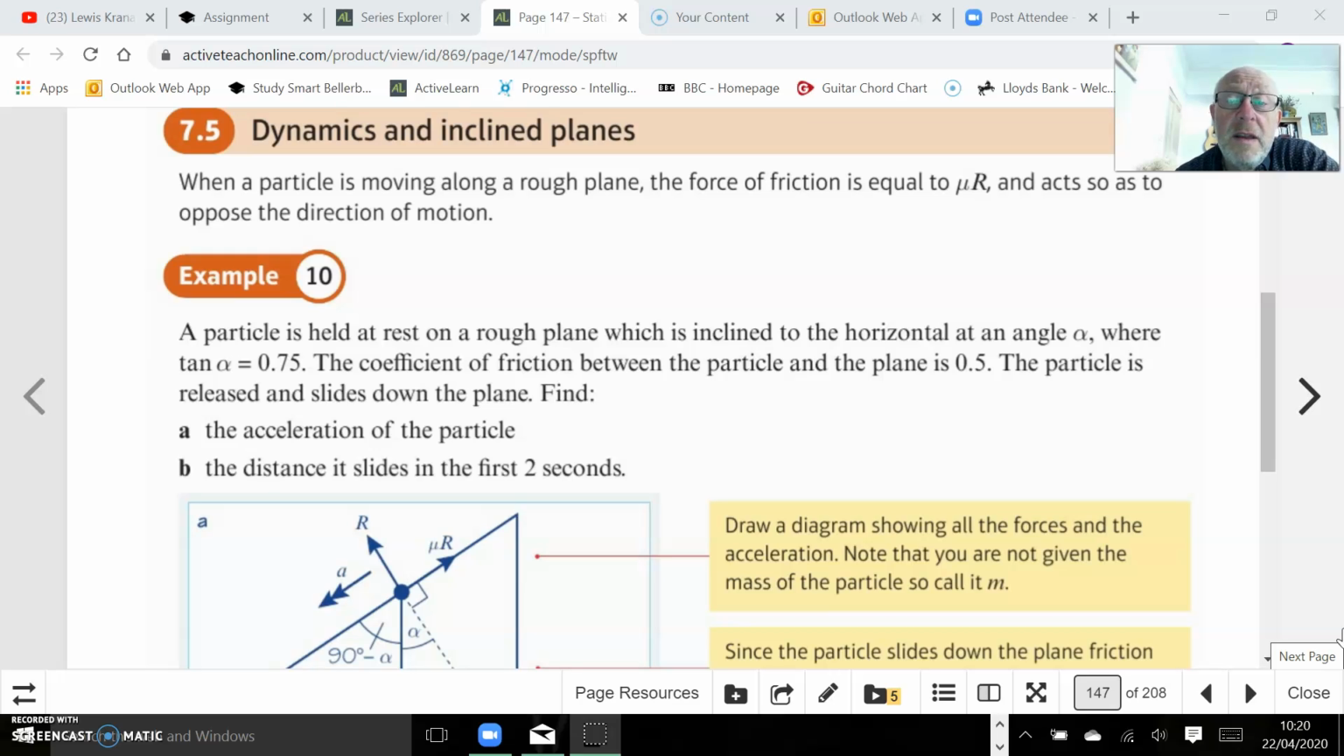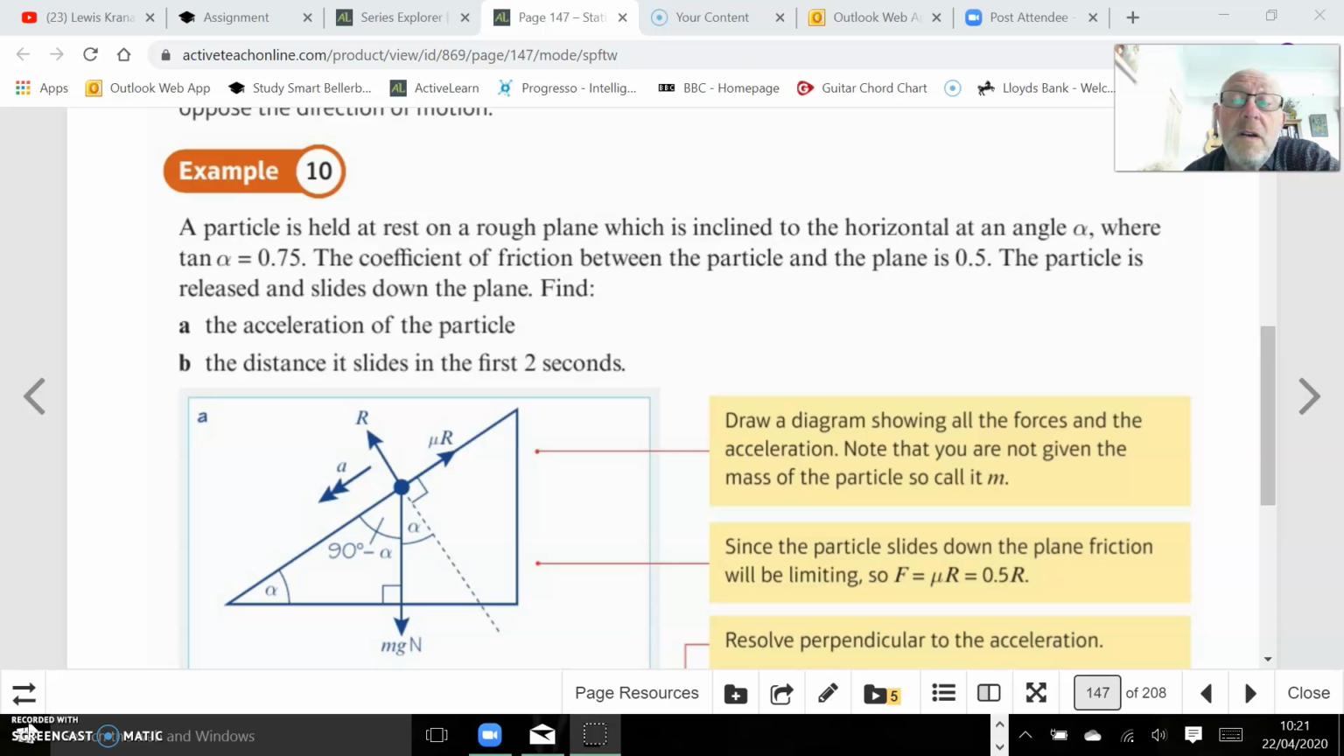The only difference here is that we have a rough plane, so we have a force of friction involved. And if you remember, when a particle is moving on a rough surface, then the friction force is at its maximum, and F equals mu R. Okay, so what I'll do is go through example 10 on page 147.